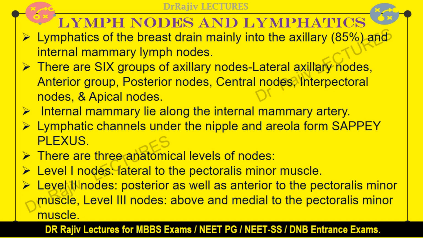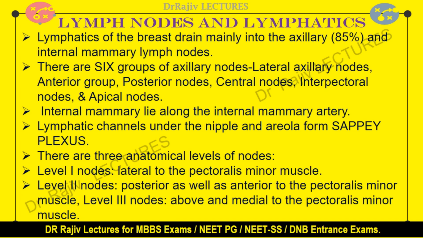There are abundant lymphatic channels in the breast parenchyma and dermis. A group of lymphatic channels collect under the nipple and areola and form Sappey's plexus. Lymph flows from the skin to the subareolar Sappey's plexus and then into the interlobular lymphatics of the breast parenchyma.